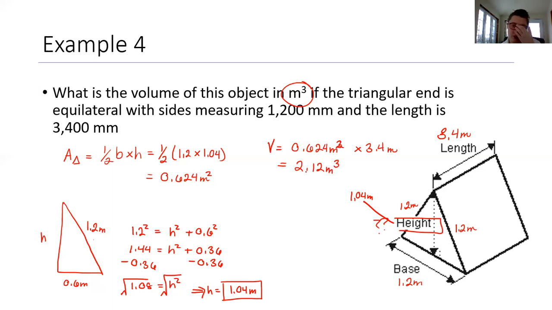Keep some extra decimals if you're uncertain. It's one of the tricky things about area questions: there's a lot more steps in them, so you have to be a little extra careful with them.